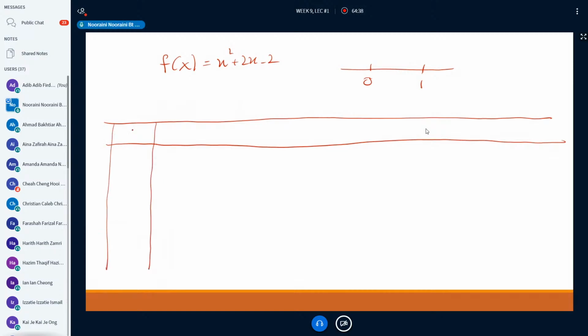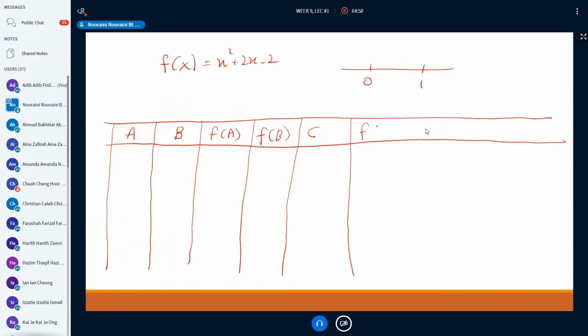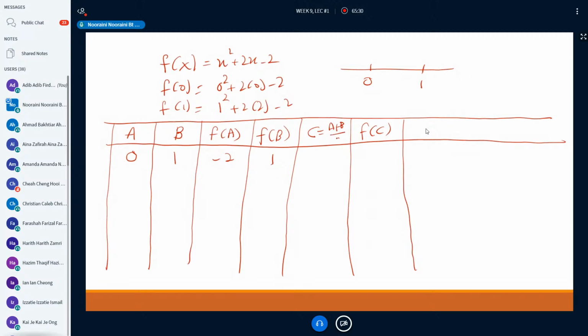First we have the value of A, then the value of B, then we have the C, and what is the value of FC. A is 0 because the question said 0 to 1. F0, you substitute here: 0 squared plus 2 times 0 minus 2, we get negative 2. F1 you get 1, so negative to positive. C is A plus B over 2, the midpoint. So 0 plus 1 over 2, you get 0.5.